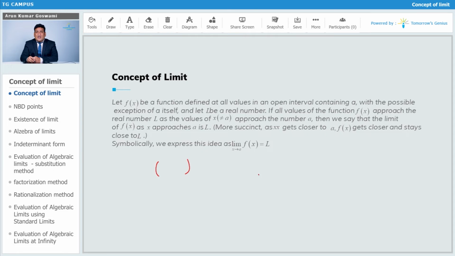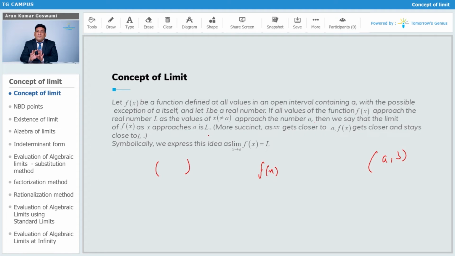It means if I have some function f of x in some open interval, like within a and b, between two points, open interval. So if my f of x approaches some point between a and b, we can say c or any other point, if it approaches that particular point, then what will happen is the real number L, as the value x, where x is not equal to a, approaches the number a, then we can say that the limit of f of x as x approaches a is L. The limit of my function when x approaches a is L.